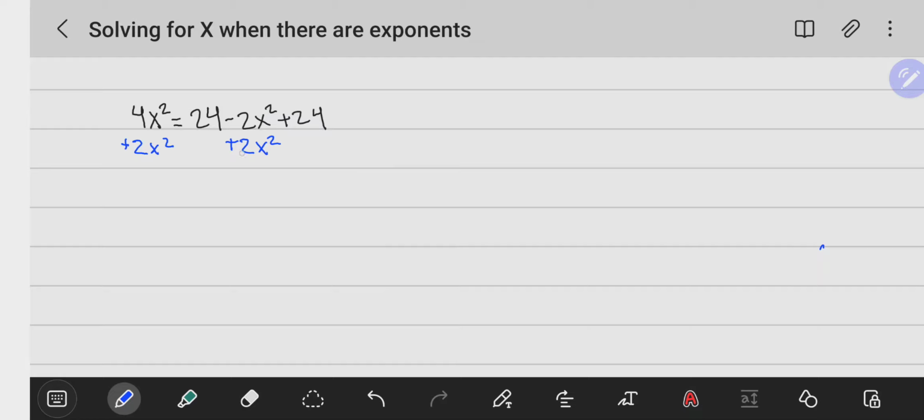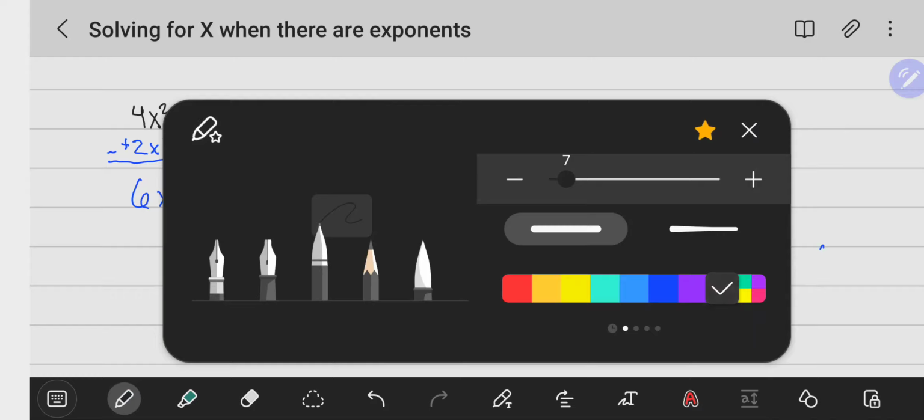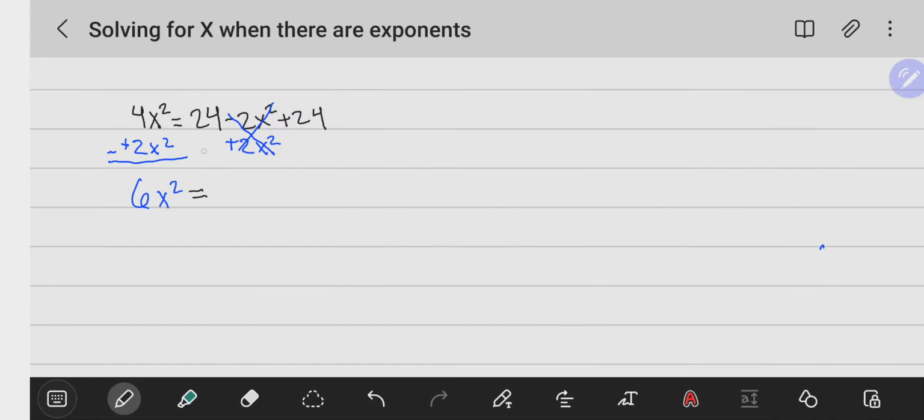So on this side of the equation, our x's cancel out. And on this side, it turns into 4x squared. I'm sorry, not 4x squared. It would be 4 plus 2, which is 6x squared. Just like that, okay?